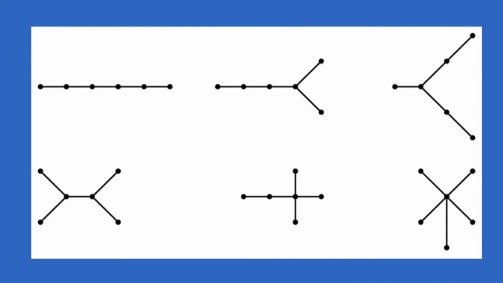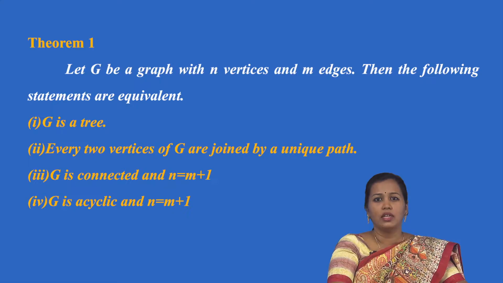Trees have many equivalent characterizations, any of which could be taken as the definition. Let us see the first theorem. Let G be a graph with n vertices and m edges. Then the following statements are equivalent. 1: G is a tree. 2: Every 2 vertices of G are joined by a unique path. 3: G is connected and n is equal to m plus 1. 4: G is acyclic and n is equal to m plus 1. All the 4 statements are equivalent.